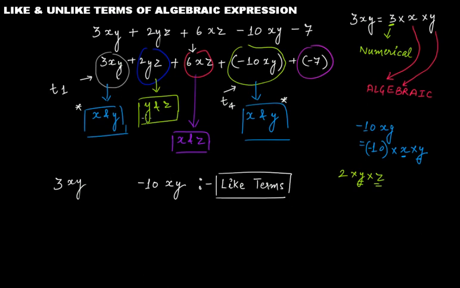And the terms of an expression which do not contain the same algebraic factors, or just simply think of same variables, are actually unlike terms. So if they contain the same variables, like here it is xy and xy, these are like terms. And if you look at term T1, that is 3xy, and term T2, that is 2yz, here it is xy, here it is yz. It's not the same. Therefore, these are unlike terms.